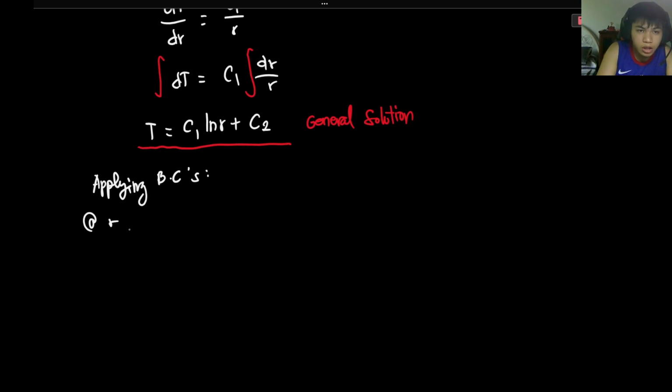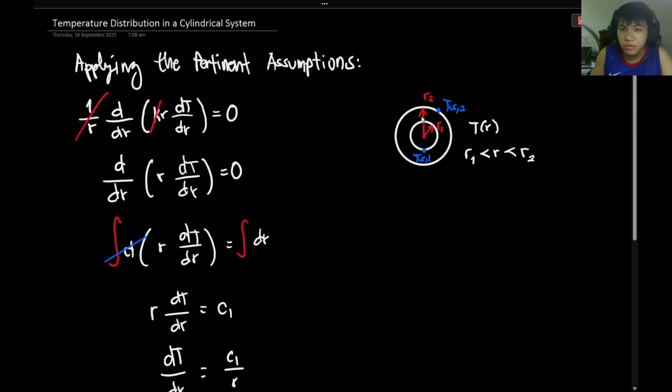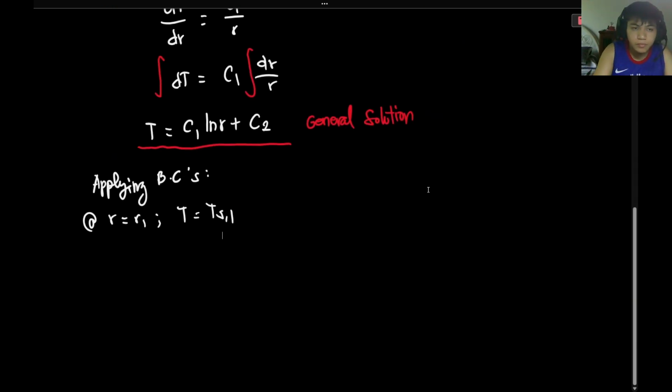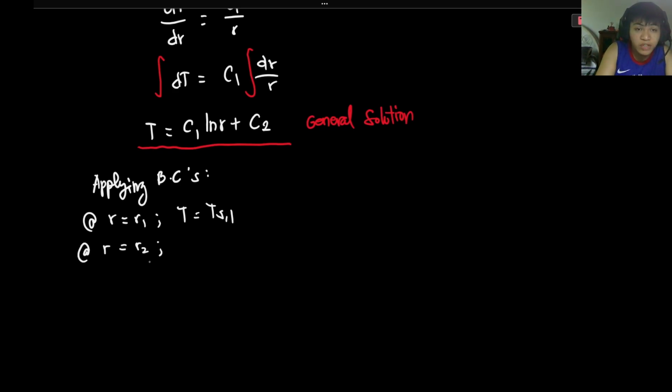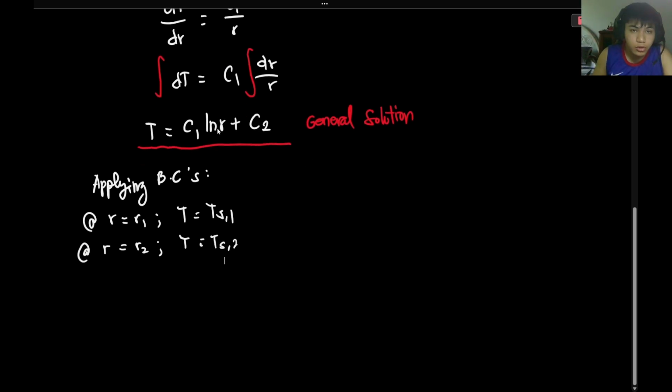So, at R equals R1, then our T is equal to TS1, as you can see in this figure. If we have R1, then the temperature is at TS1. And at R equals R2, then most definitely T is equal to TS2. So, ayun. And now, we substitute yung ating values here. Okay?